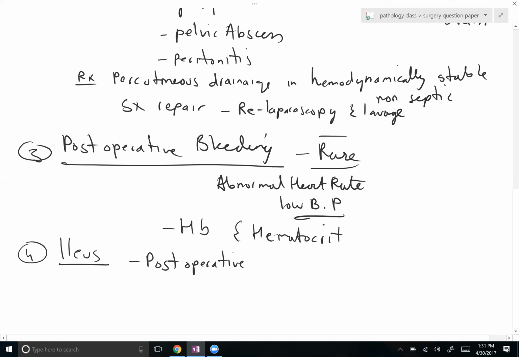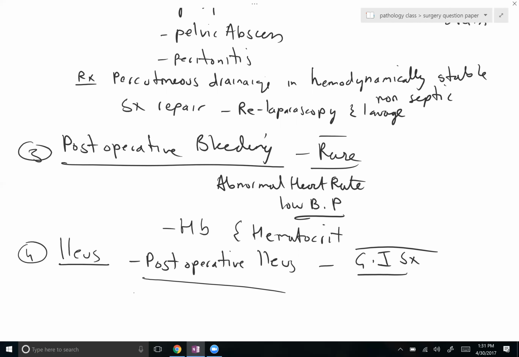Post-operative ileus. When you're talking about post-operative ileus, this is basically any gastrointestinal surgery. Any gastrointestinal surgery can lead to post-operative ileus. The pathophysiology of this is basically multifactorial. Multiple factors can lead to the development of paralytic ileus.